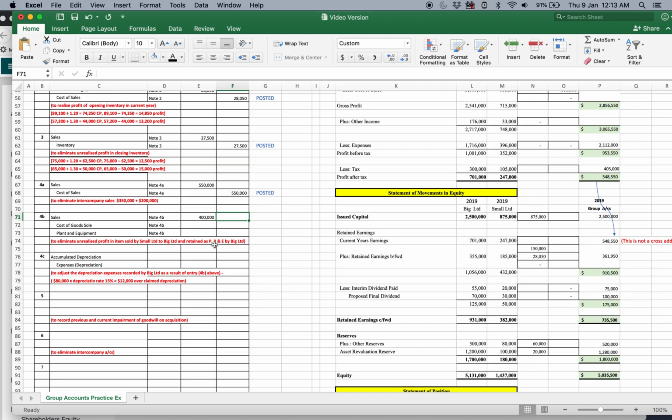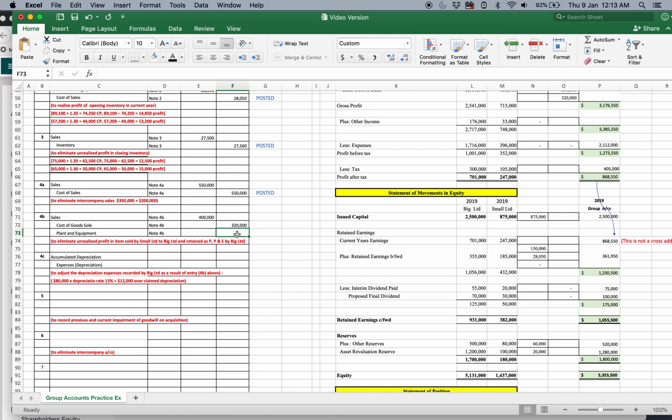Okay. Basically, what did Small Limited pay for it? Small Limited paid 320 grand for it, right? So that's how much it did. Okay. So where's that extra 80 grand? That extra 80 grand is recognised as an inflated value for the plant and equipment for the group.